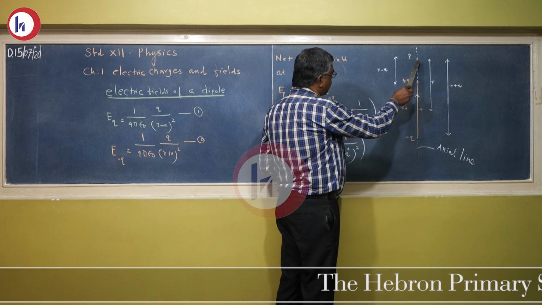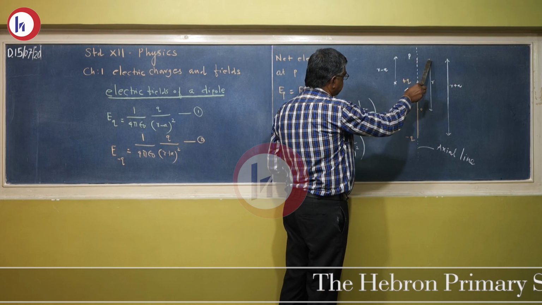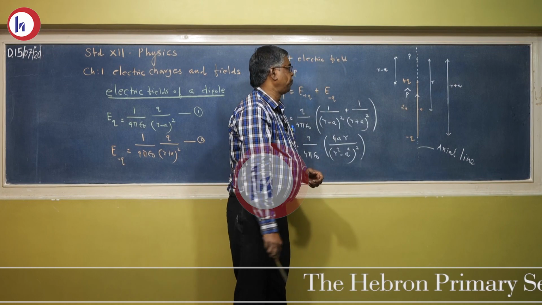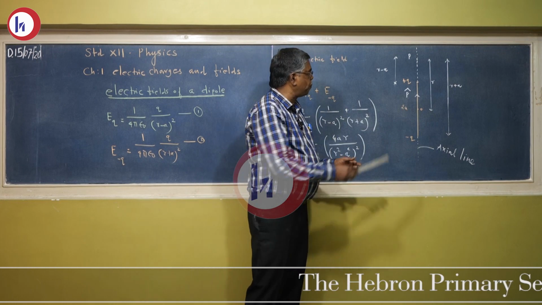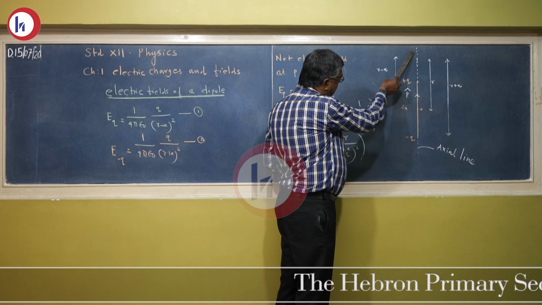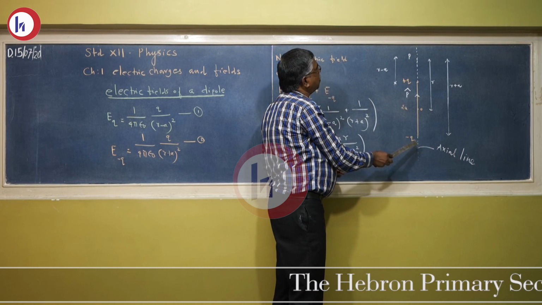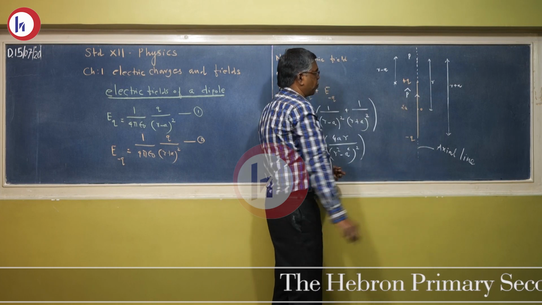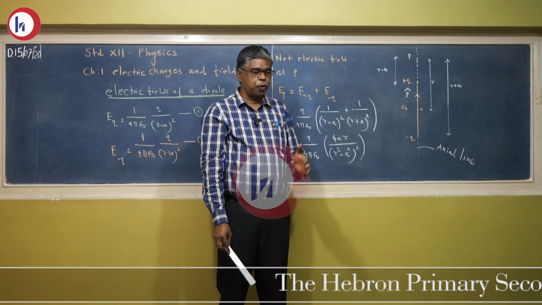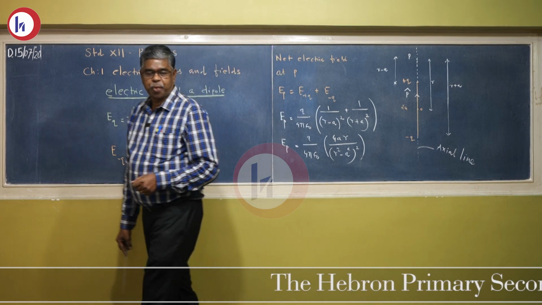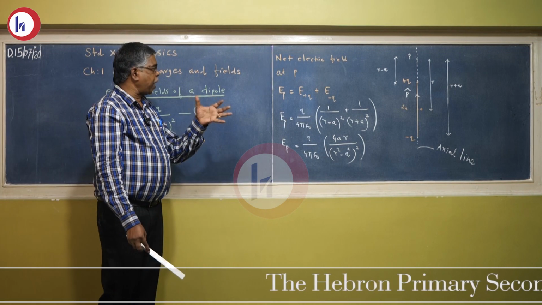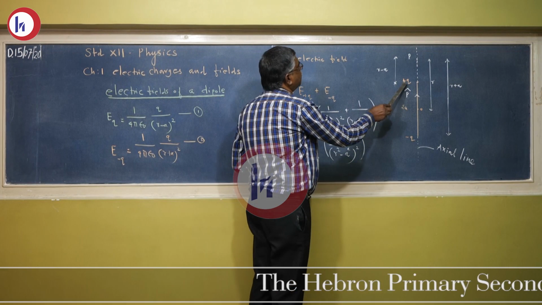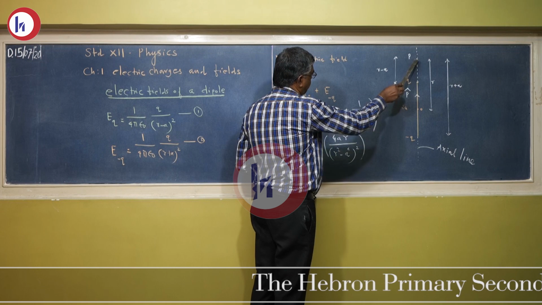Just consider one point P at distance small r from the center of the dipole. Point P is on the axial line of the dipole at distance r from the center of the dipole. Next, to find the electric field at point P due to the dipole, first consider the electric field due to plus q charge at the point P.